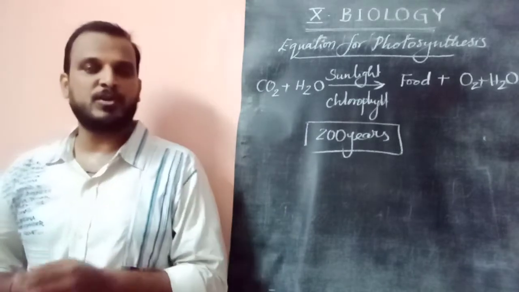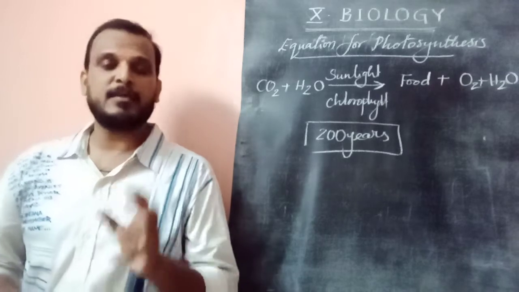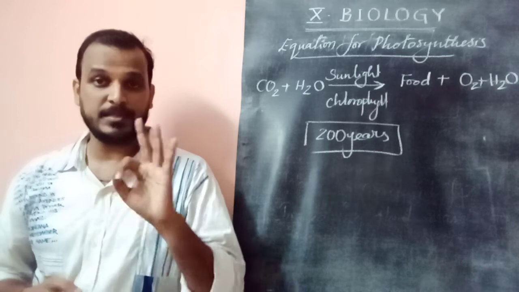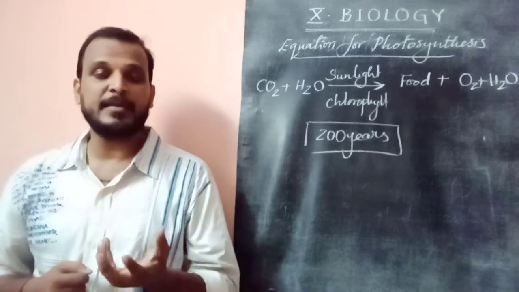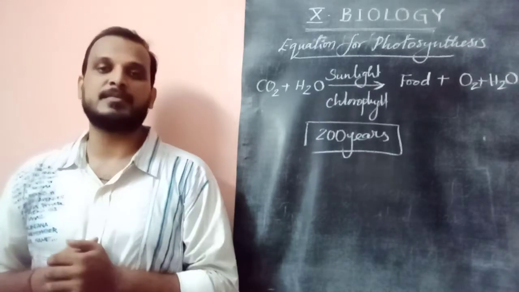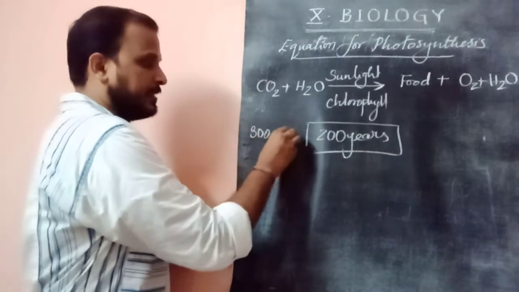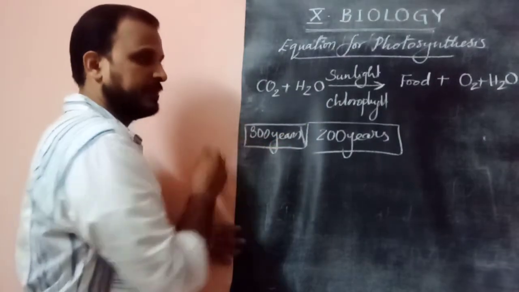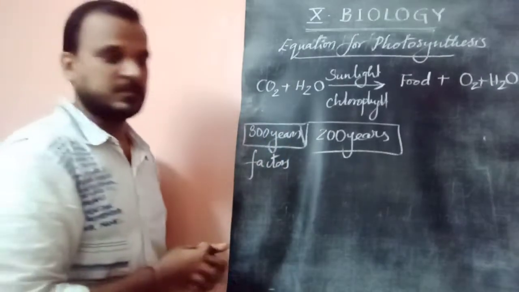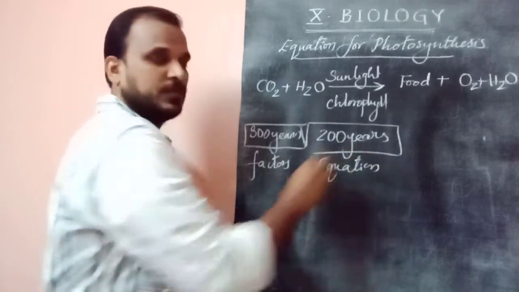In the previous session we got one more bit about 300 years. What is 300 years? The time taken for scientists to discover the factors for photosynthesis is 300 years. The time taken by scientists to formulate the equation of photosynthesis is 200 years. You got two different bits regarding the two different years. 300 years is for factors of photosynthesis, 200 years is to formulate the equation of photosynthesis.